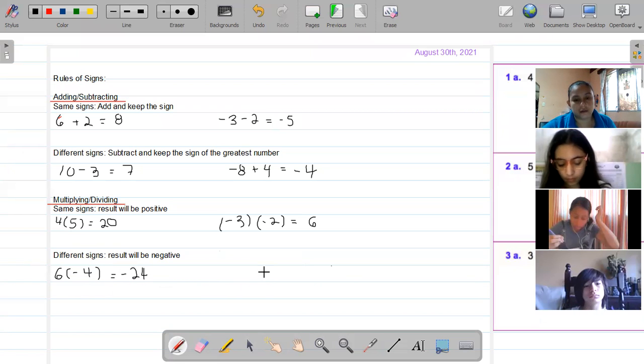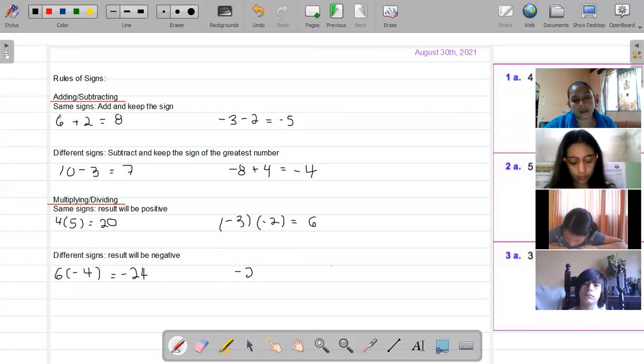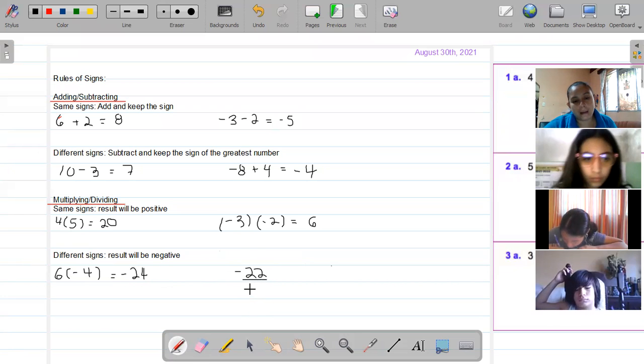Let's do a division, okay? Let's say that we have, for example, negative 22 divided by positive 11.